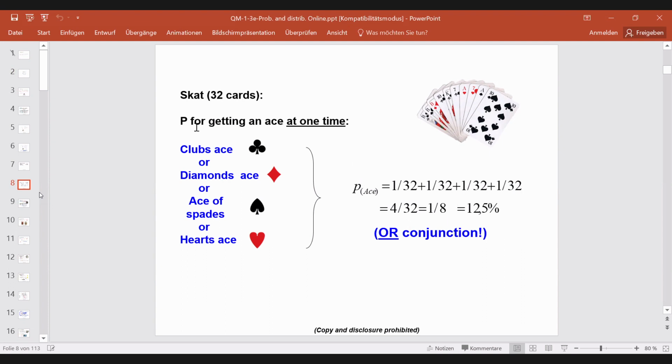So if the question is what is the probability to get an ace at one time, you can get the clubs ace or the diamonds ace or the ace of spades or the heart ace. So every time there is a plus between the single probabilities, and this means a total probability of 12.5%. It is an OR conjunction, so every time it is an addition of single probabilities, the addition rule.